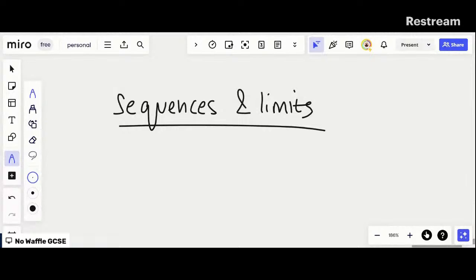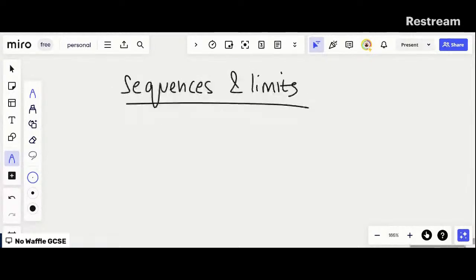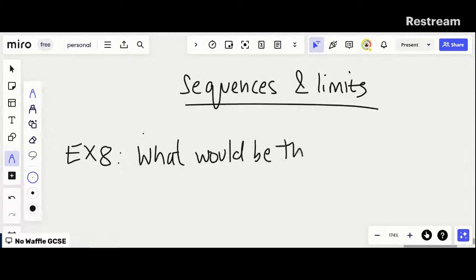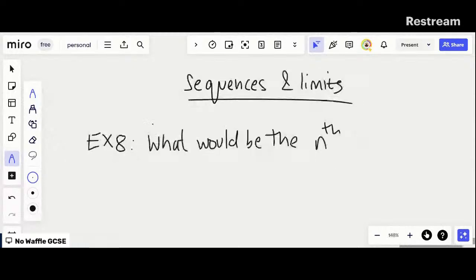Really similar to GCSE, really. Let's start by going through an example. So, example 8. I'm going to give you here, so what would be the nth term of this sequence?